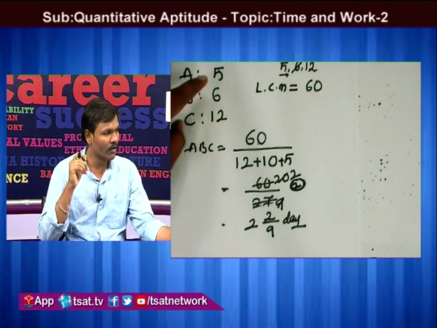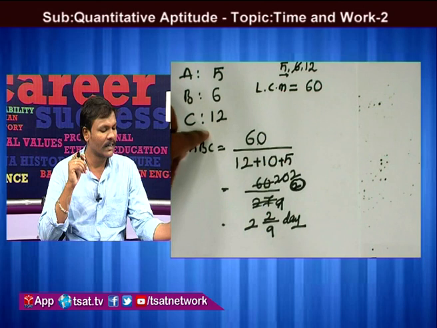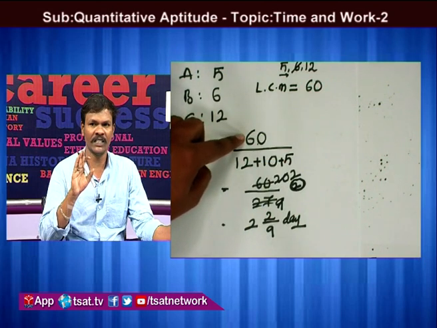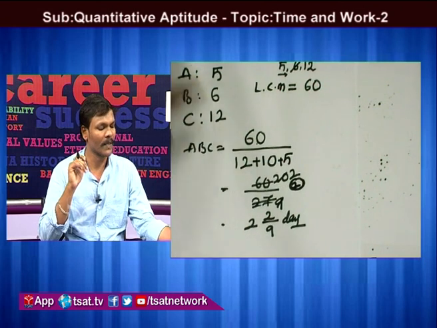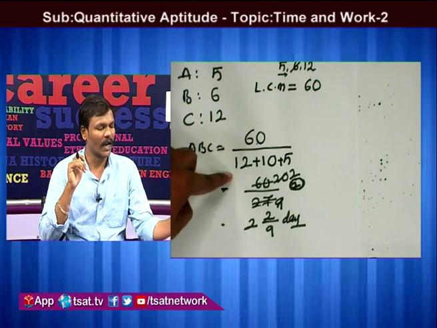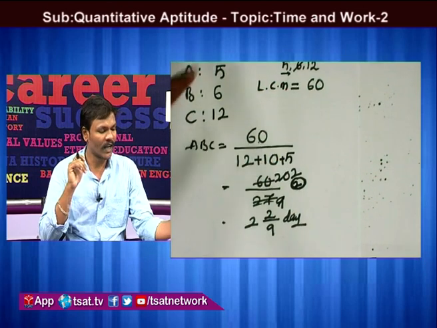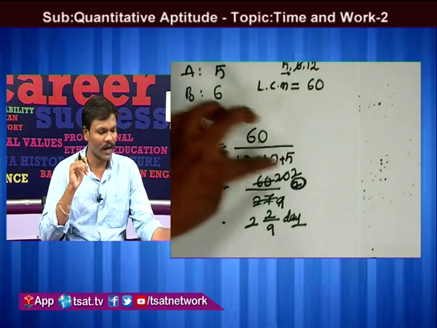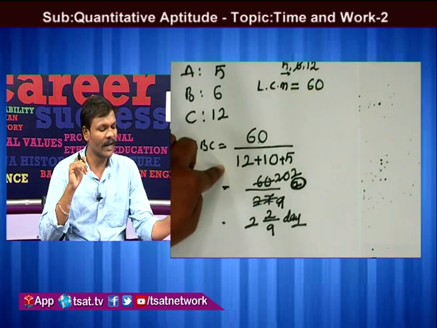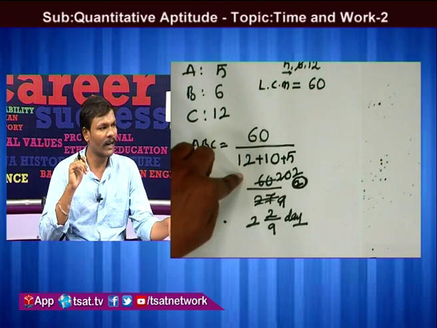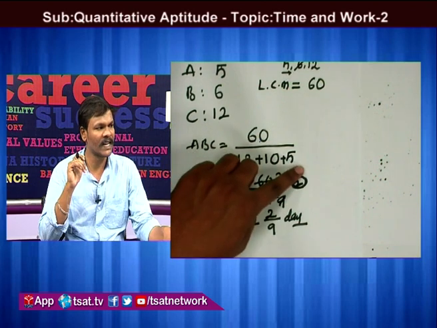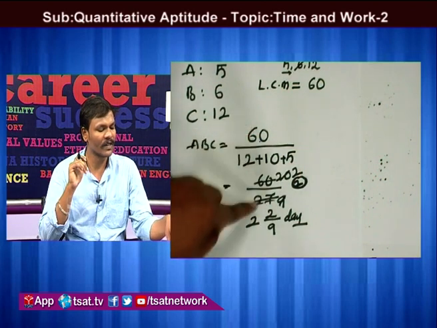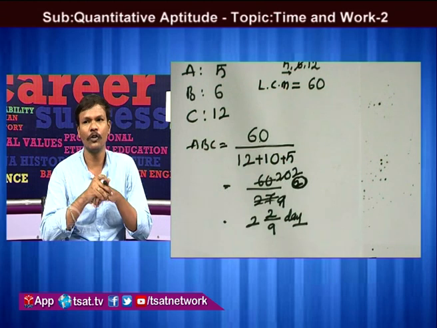The LCM of 5, 6, 12: the numerator is the LCM, 60, and the denominator is, for 5, 12 times, so 12; for 6, 10 times, so 10; for 12, 5 times, so 5. Working together, all of A plus B plus C, the answer is 2 by 9 days.